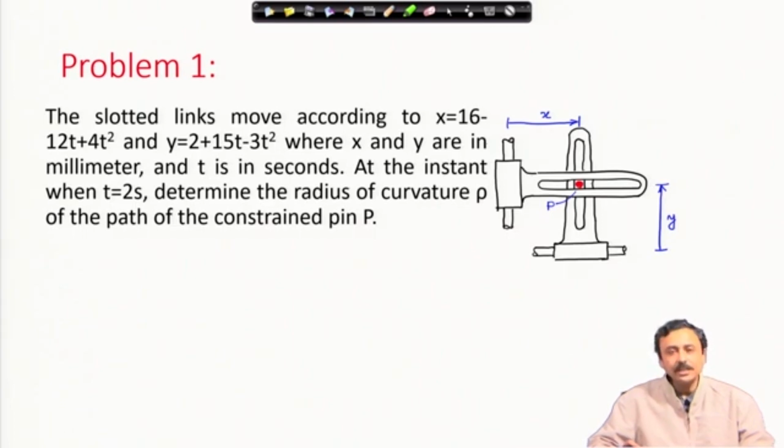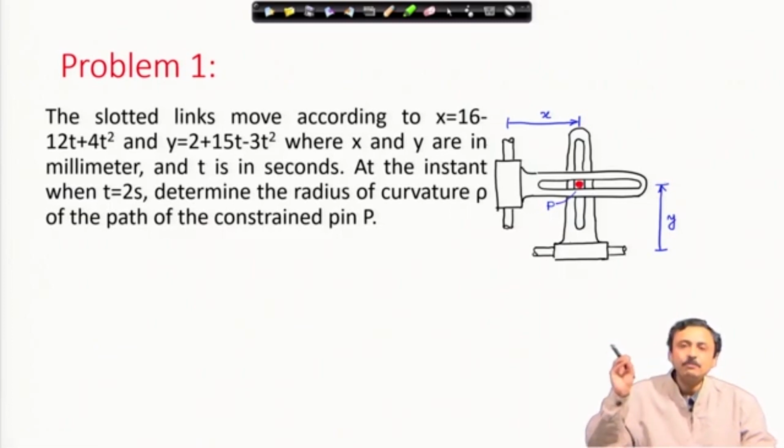At the instant when t is equal to 2 seconds, determine the radius of curvature rho of the path of the constrained pin. So, at the intersection of these two slots you can see there is a red pin sitting. As you can imagine, this pin will be moving on some path. We have to find out the radius of curvature of the path.